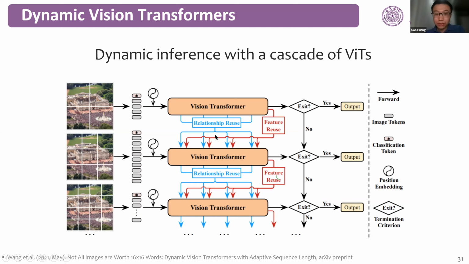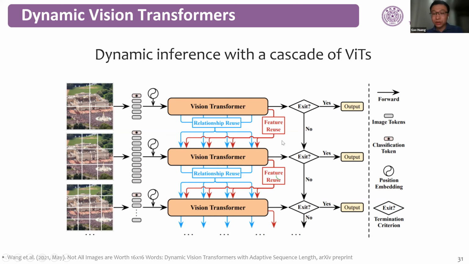So basically, the relationship reuse is because in vision transformers we learn the attention maps, right? So there are relations between different patches or different tokens. These attention maps are quite informative, such that they can be reused for a later ViT.